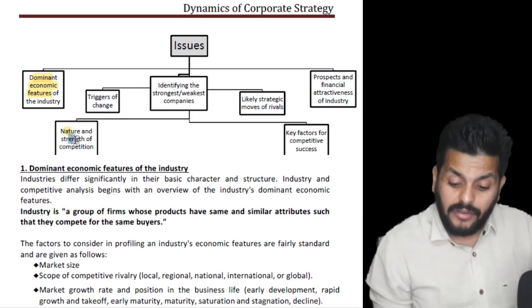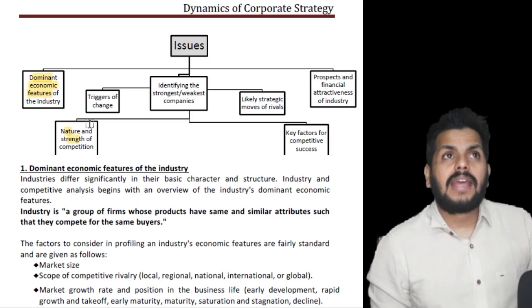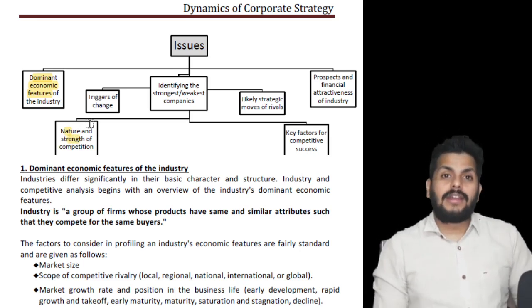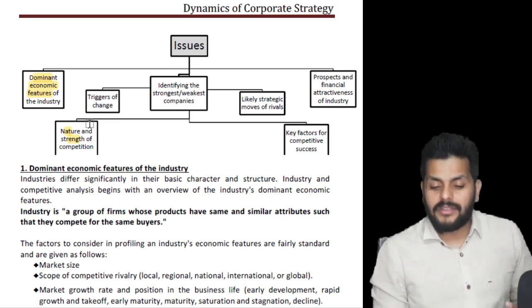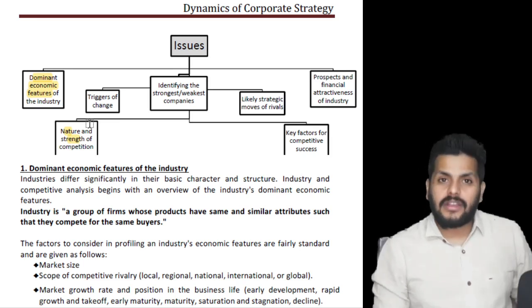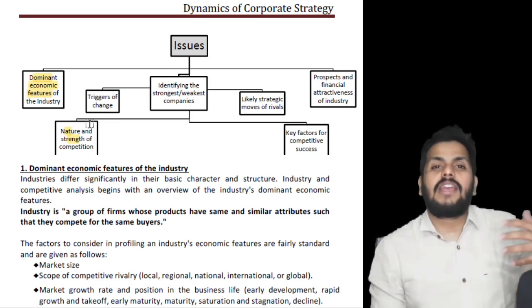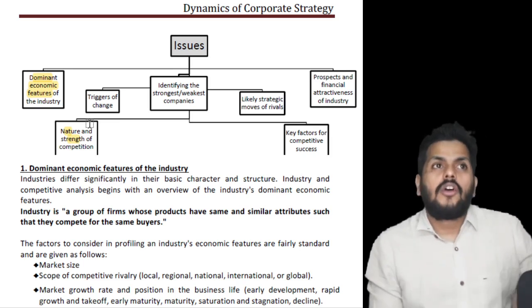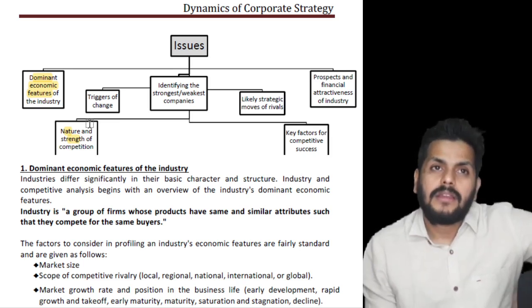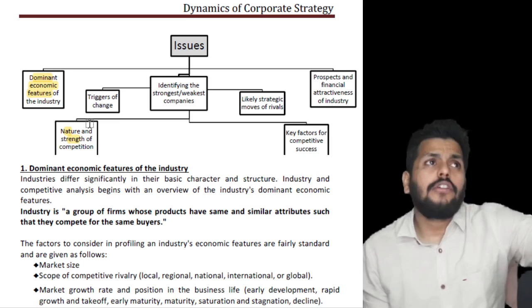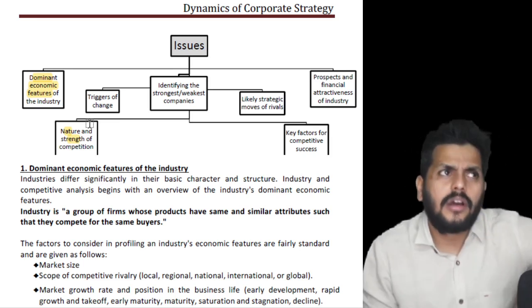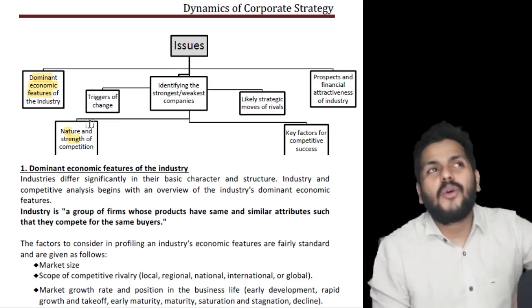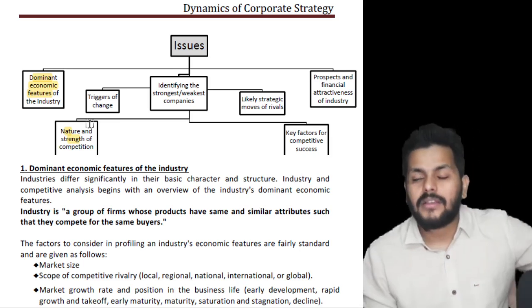Nature and strength of competition. Back in time, you must have studied direct competition, indirect competition, perfect competition, imperfect competition. So some things like that as to the nature and strength of competition. What is the nature? Is it direct competition or is it not direct? Then how strong is the competition? Is the competition cutthroat or is it okay? They are there, sir, that's all. So is it like that?